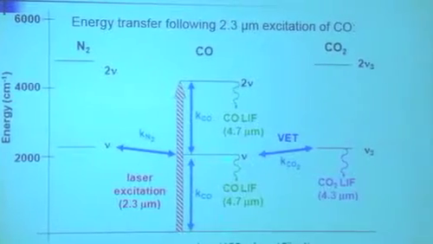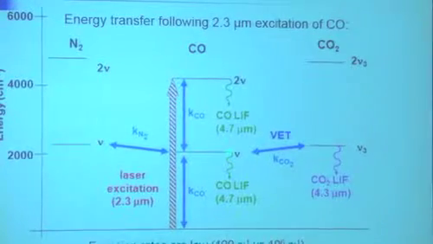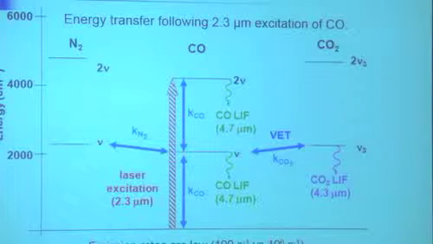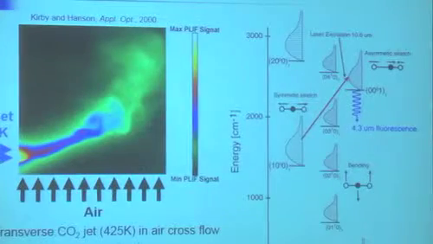I can lose it by VT transfer. I can lose it by VE transfer. I can lose it. So you have to always think about where the molecules are going, and you can then use it to advantage. Maybe you can study the rate of that process. So this infrared PLIF was really great.